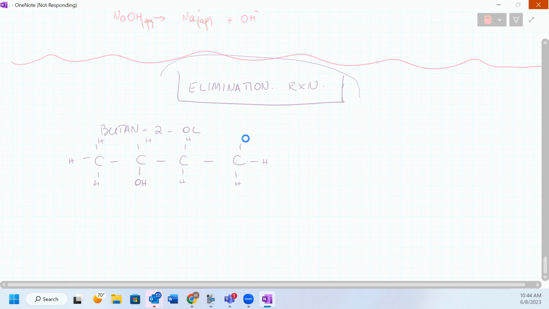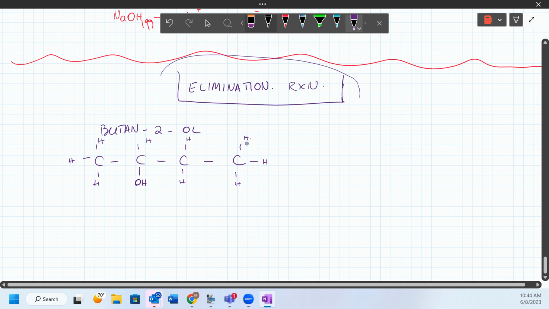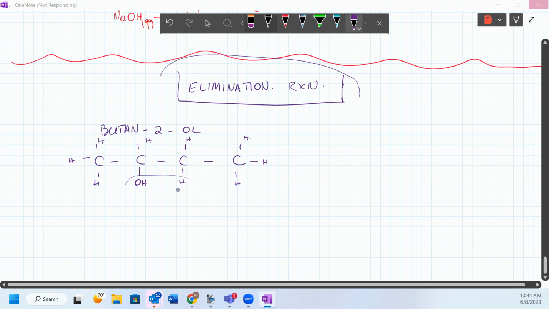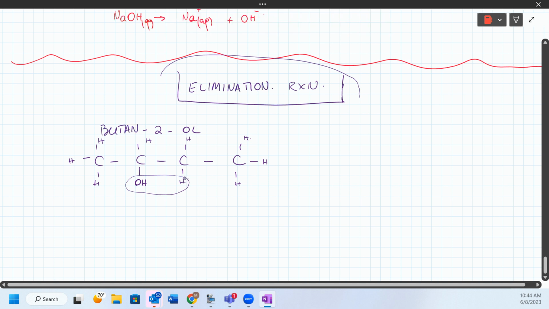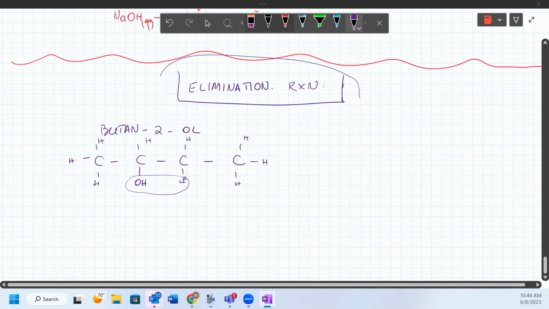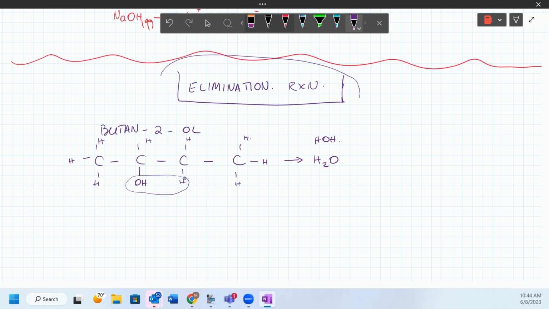Now, in the elimination, what it is doing is saying that those two that are close to each other will be a separate entity. And HOH is nothing but water. Okay? And then those two bonds that are now becoming, quote unquote, free are forming a double bond here.